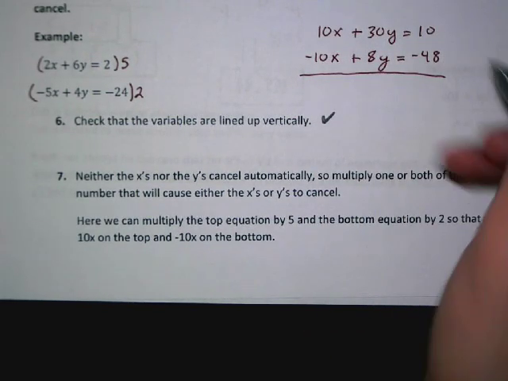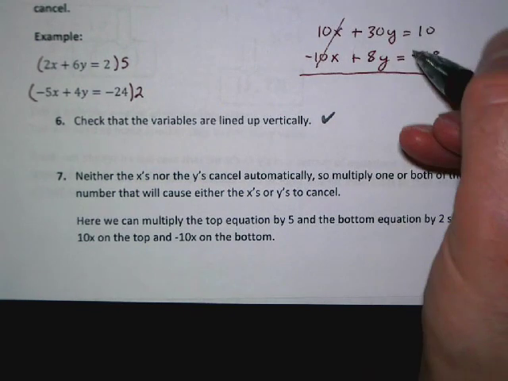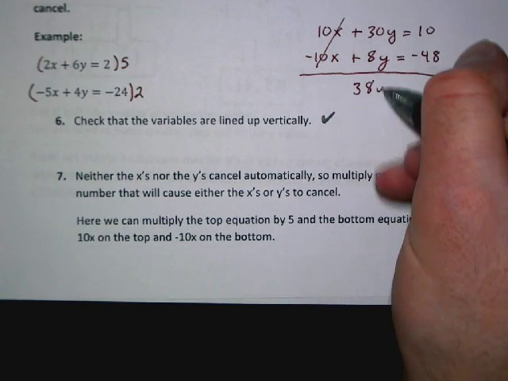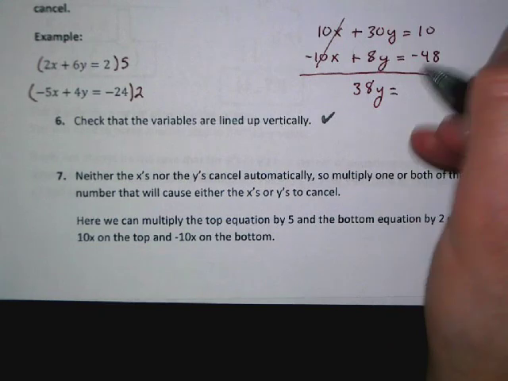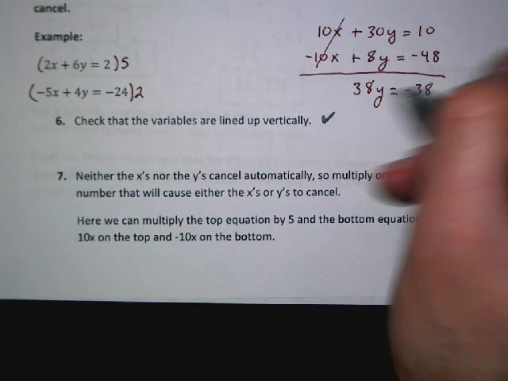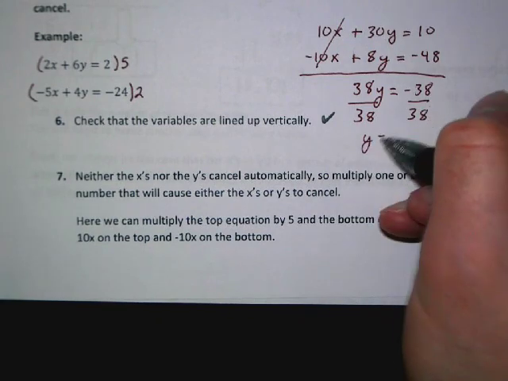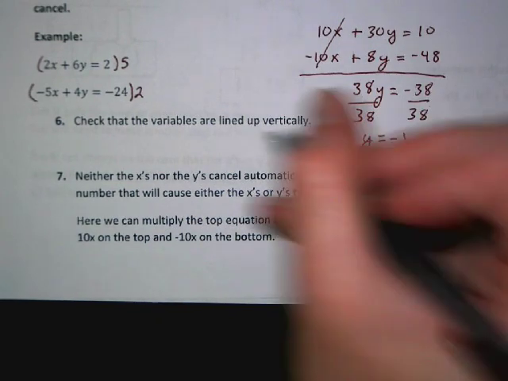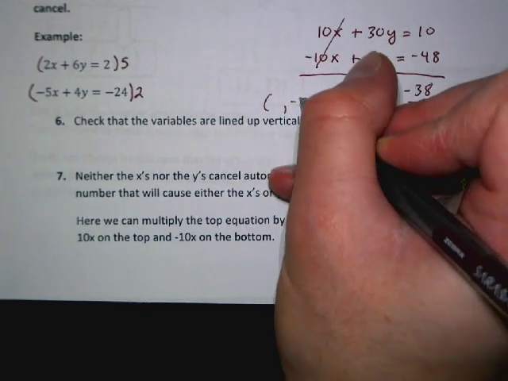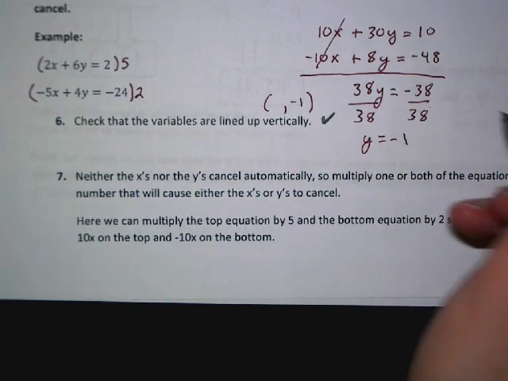Now you'll notice we have simple elimination now, which is what we want. X's cancel. Get 38y equals negative 38. And then divide by 38. And you get y is negative 1. So we know y is negative 1.